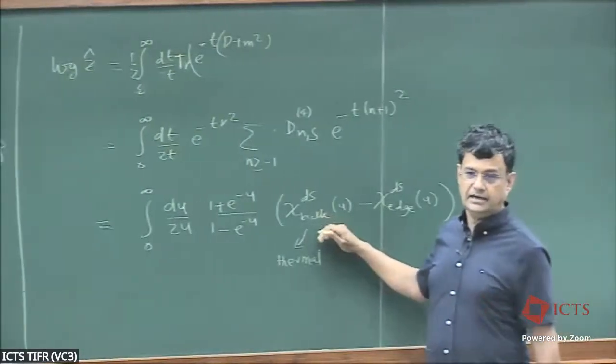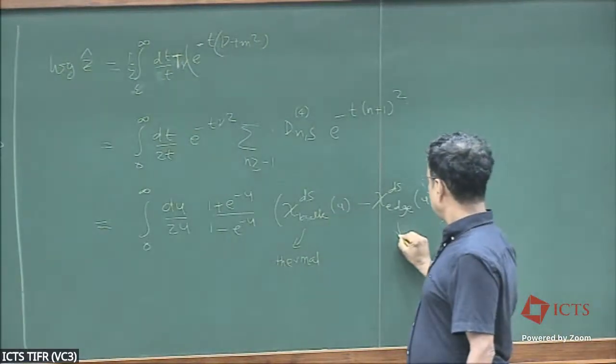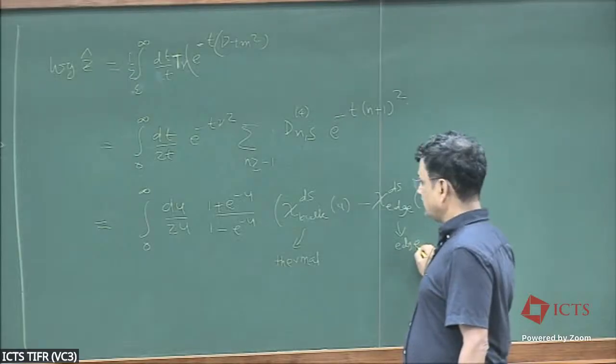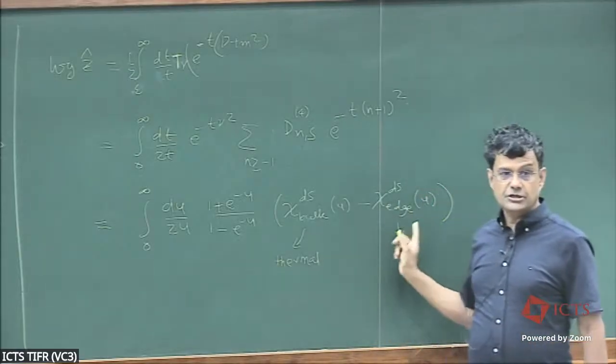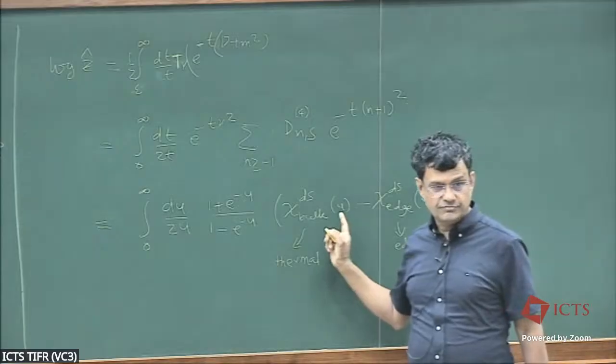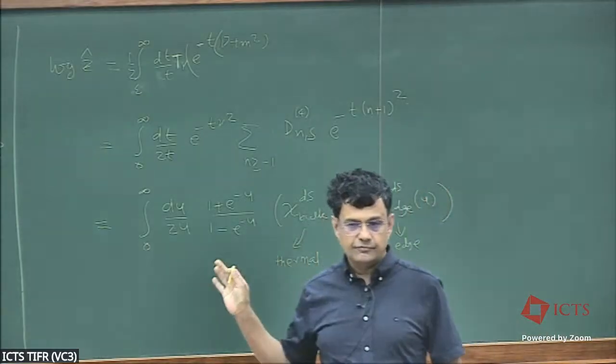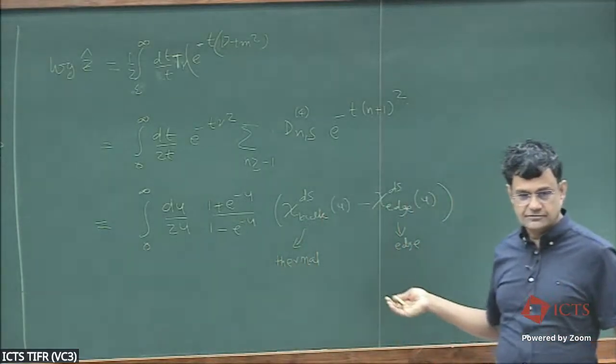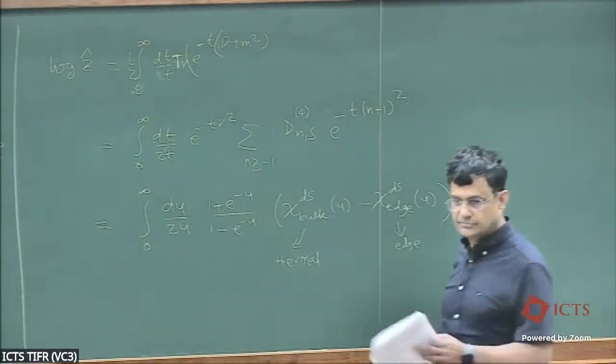So basically, this is a completely explicit formula. You can manipulate this to write it like this. And this you can interpret as thermal, and what remains is the edge. You can show that when spin is non-zero, there is always an edge mode. So for a scalar field, you don't notice that there are edge modes.